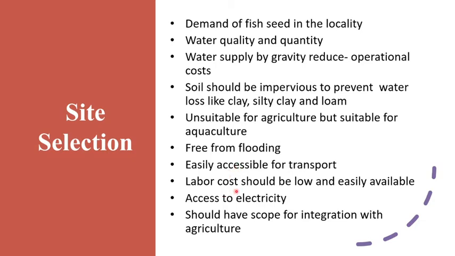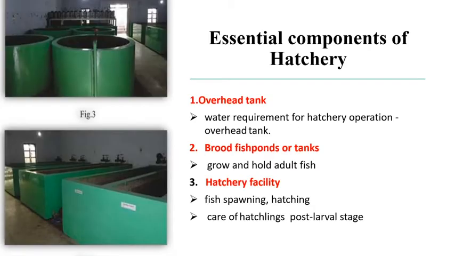Labor cost should be low and labor easily available at the site of the hatchery, and there should be access to electricity, and the site should have scope for integration with agriculture. So overall, all these factors of site selection are to be considered, and they are important in establishing a fish hatchery. Let us learn about the essential components of a hatchery.